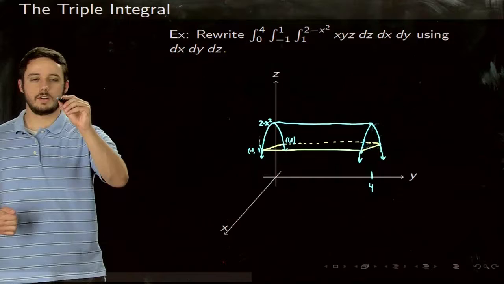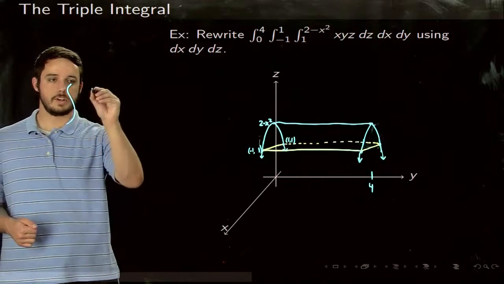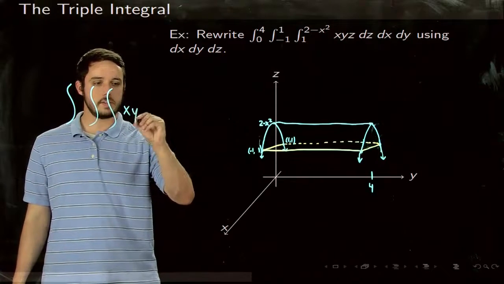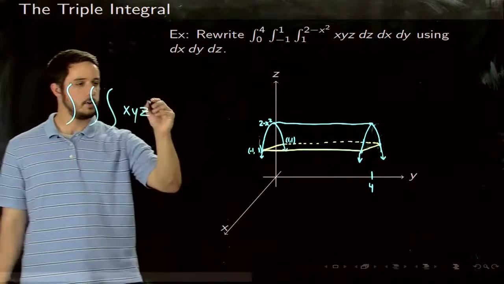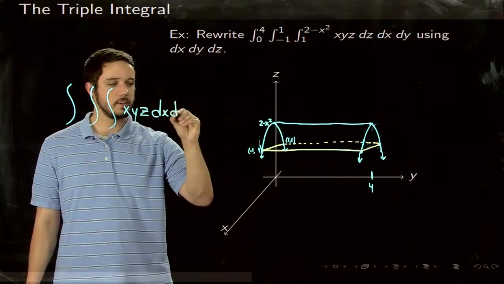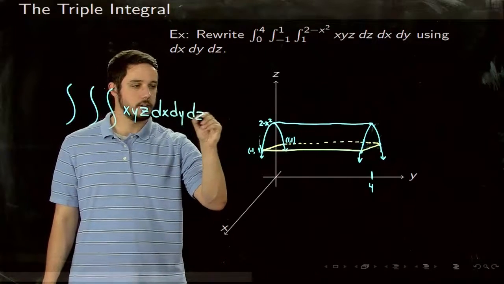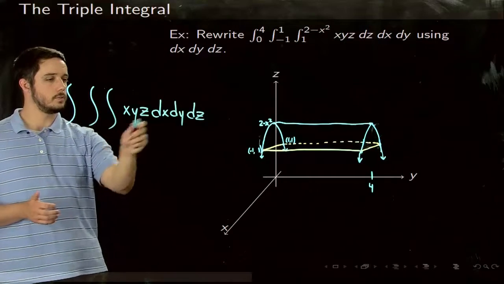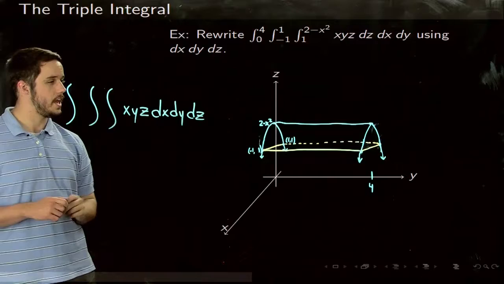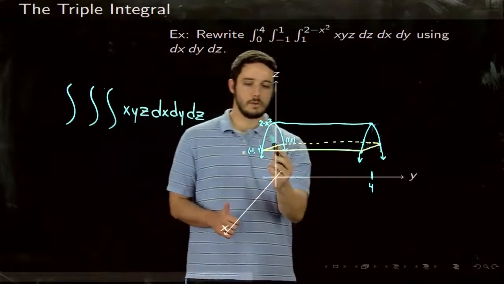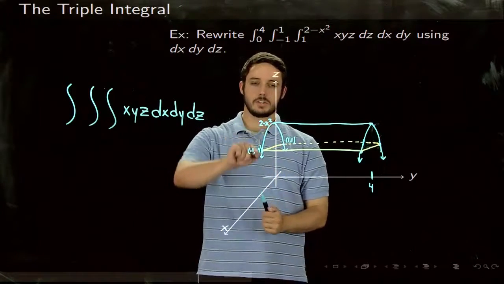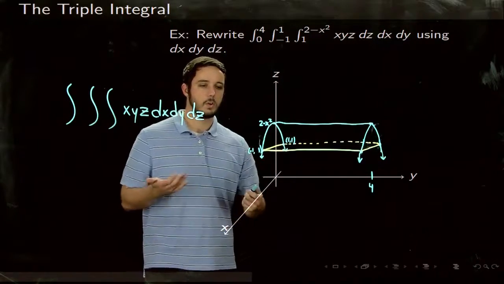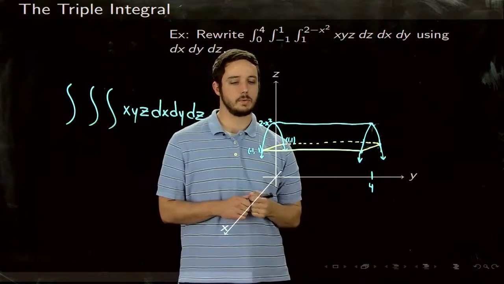So our rewritten integral is going to look very similar. It's going to be a triple integral of xyz, except our order is different now. Now we're going to do dx, dy, dz. So we just need to know what are the bounds on x, y, and z, and then we'll be done. So first, since we're doing x first, what are the bounds on x? Well, x goes from the left side of the parabola to the right side of the parabola. Well, we need an equation for each of these sides of the parabola.